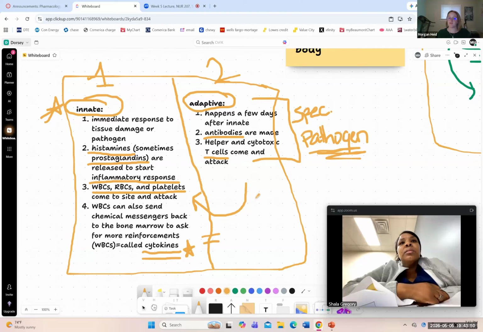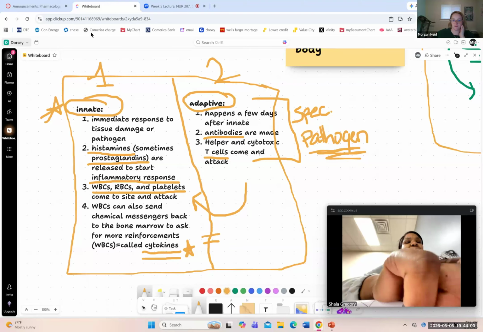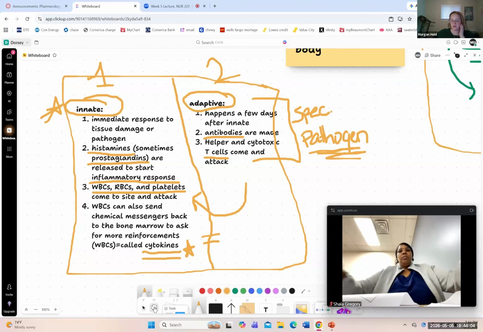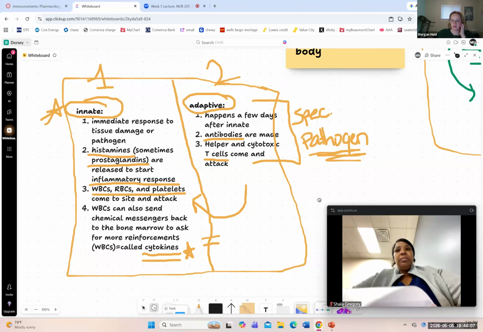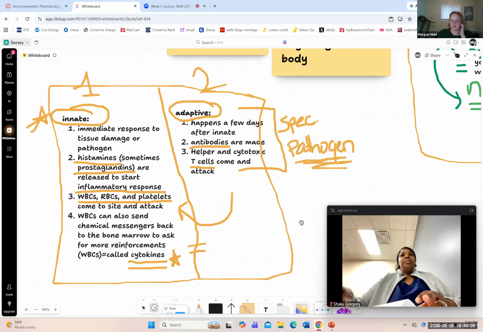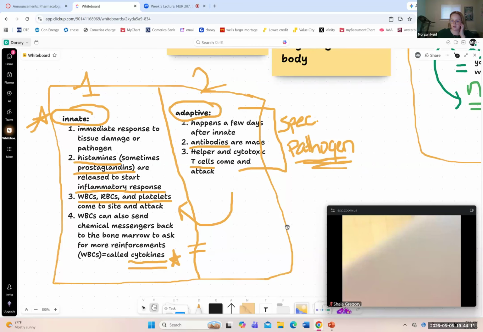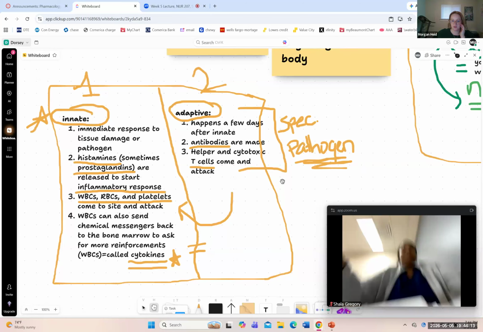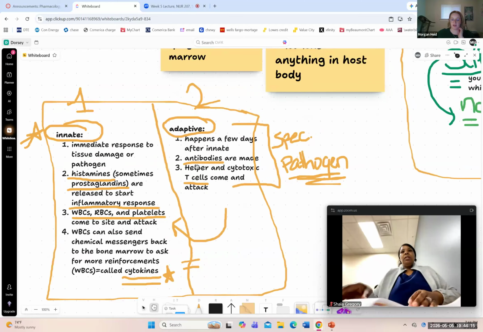My immune system would be twice as strong if it could have both of these working together versus having the adaptive come in at the last minute, because it's already been made. Does that make sense why we need vaccines? Do we have questions about this? Okay. Because that's going to be important when we get to chapter 49.